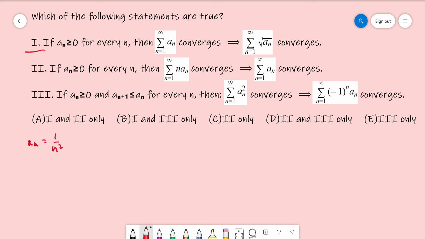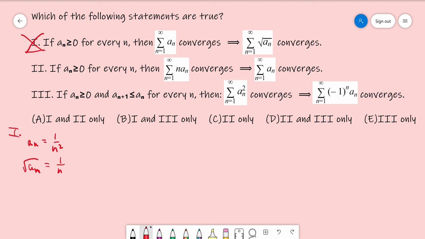We know that this series converges. It's the p series with p equals 2, and we know that as long as p is greater than 1, the series converges. But if we take the square root of a(n), we'll end up with 1 over n, which is the harmonic series, and that does not converge, because it's a p series with p equal to 1. So 1 is not true.